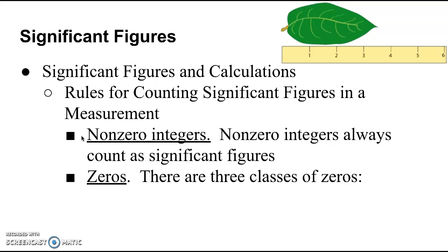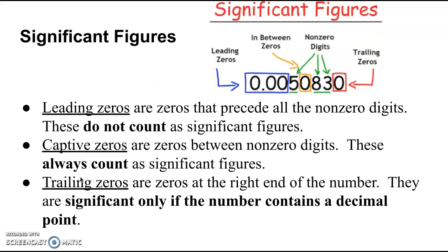So non-zero integers always count as significant figures. When you look at zeros, though, that's a little bit different. There's 3 different types of zeros. There's leading zeros. Those are zeros that precede all the non-zero digits. They never ever count. So leading zeros do not count. Captive zeros, or sometimes you call them middle zeros or in-between zeros, those are zeros between non-zero digits. They always count as significant.